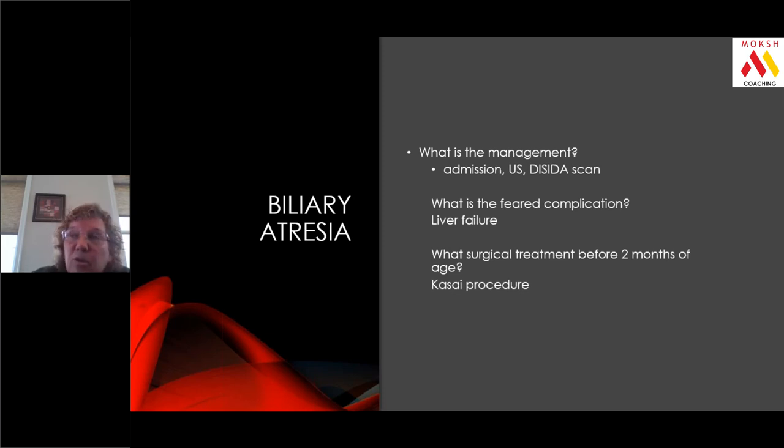This is the big reason you'll find this on almost everybody's board exams in pediatrics, because if this is not picked up in the first couple of weeks and they're referred to a surgeon, then the Kasai procedure isn't going to work because they've already got too much liver damage, and those kids go in line for liver transplants. So that's why we're so careful with this disease.